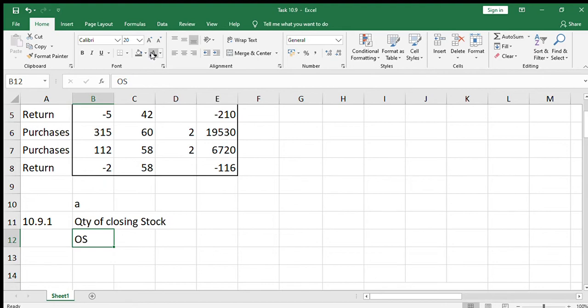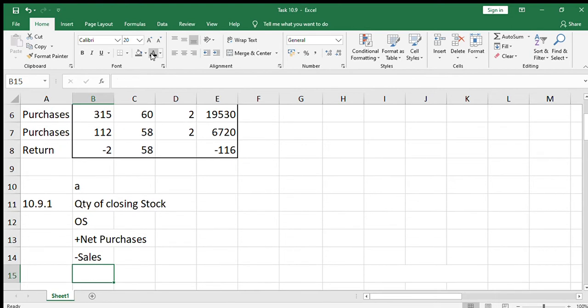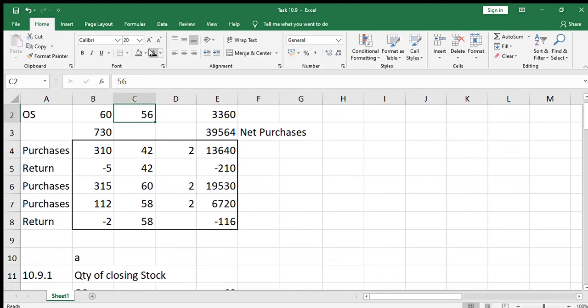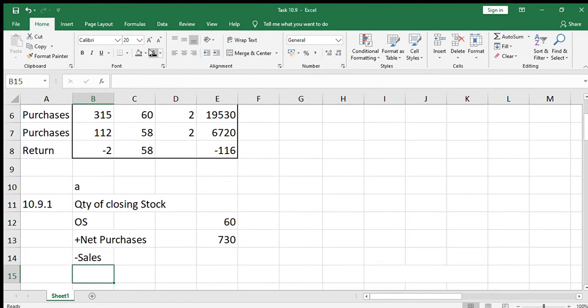We're going to start with opening stock. We're going to add on purchases. I called it net purchases, which means purchases minus returns. Then we're going to subtract sales. And that will give us the quantity of the closing stock. Okay, so the opening stock was 60 units. Net purchases was 730. Now that was given to you in the schedule, but I just want to show you how they got 730. It was 310 minus 5 plus 315 plus 112 minus 2. And that's how they got 730.